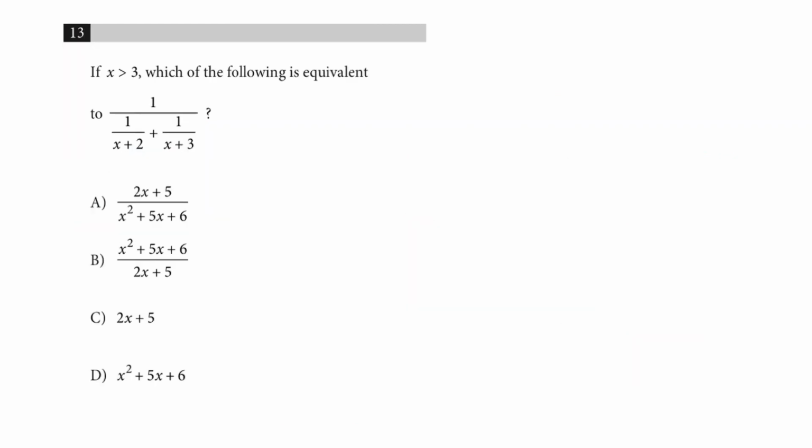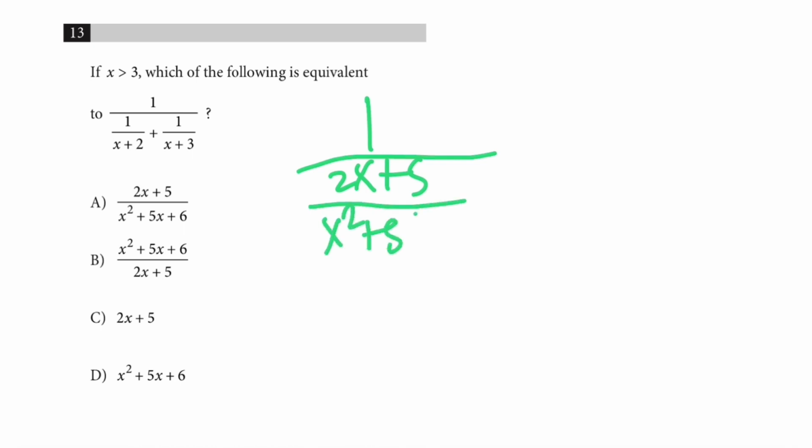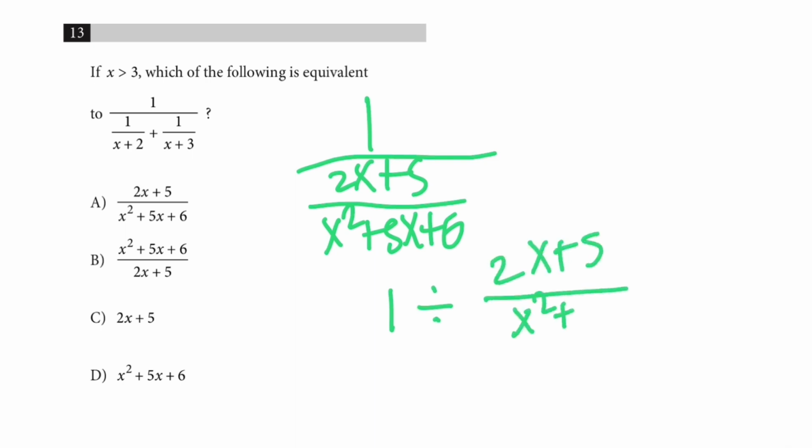If you understood how I did that, please feel free to skip this part, but here I'm just going to explain why 1 over 2x plus 5 over x squared plus 5x plus 6 is just the reciprocal. I'm just going to prove that for people who might not know how to do it. What this means is a fraction is just division, so it just means 1 is being divided by 2x plus 5 over x squared plus 5x plus 6.